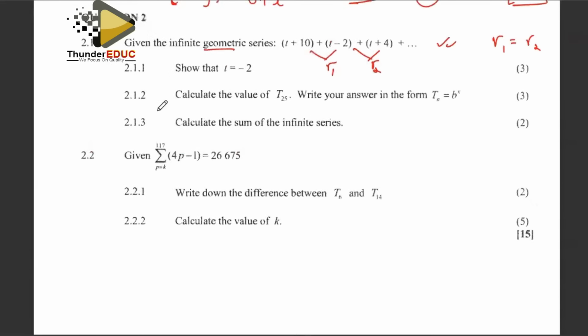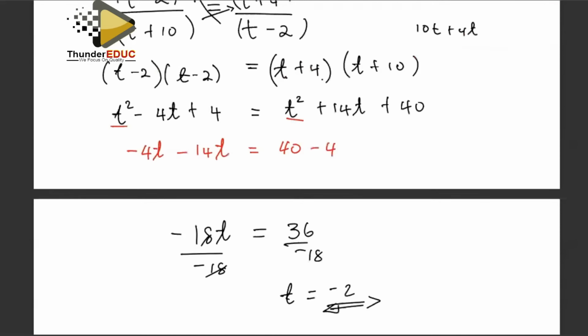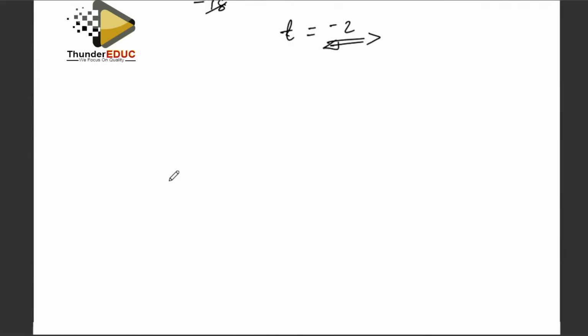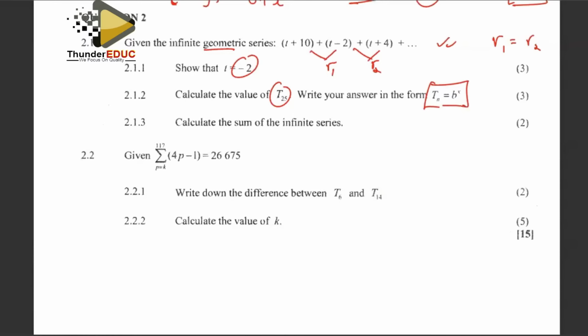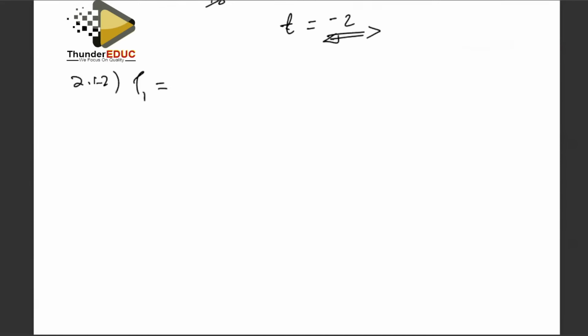2.1.2. After getting t as negative 2, can we calculate the value of T25, and then write our answer in exponential form? Okay, so since it is geometric, let's try to substitute t with negative 2 and see. Now our T1, remember it was t plus 10.